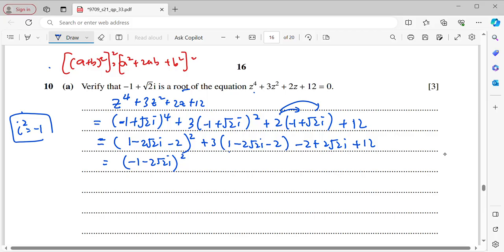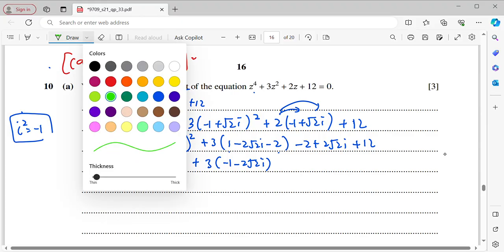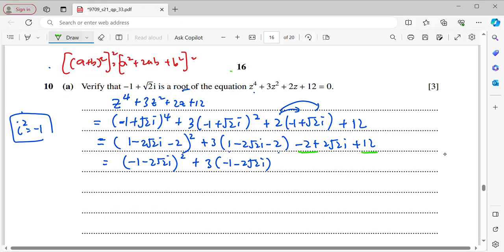But then, of course, this 1 and -2, it will be -1. Okay, so I will write plus 3 minus 1 minus 2 root 2i. Then minus 2, and the 12, it will be +10. Okay, and now expand again, then you will get 1 plus 4 root 2i minus 8. Then do expansion, minus 3 minus 6 root 2i plus 2 root 2i plus 10.